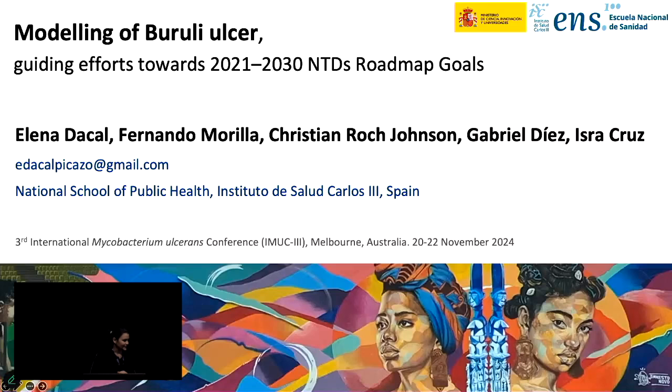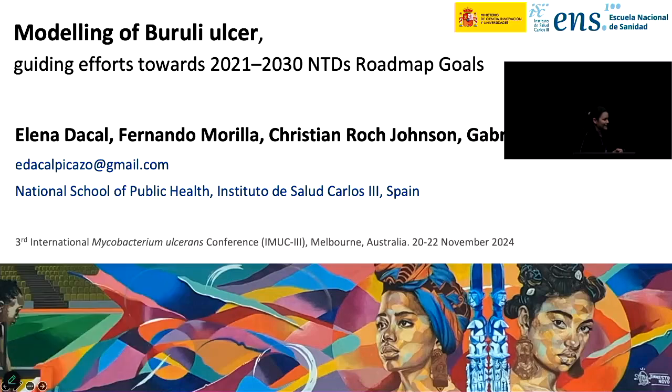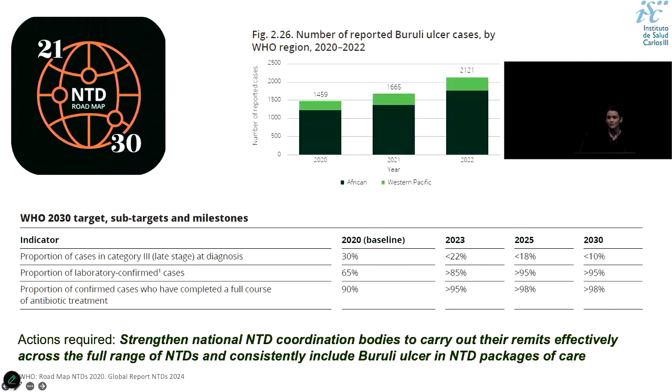My talk is titled Modeling of Buruli Ulcer, Guiding Efforts Towards 2021-2030 NTDs Roadmap Goals. As a brief introduction to the motivation behind this project, we have developed a model that is aligned with the WHO NTD roadmap, and more specifically with the first objective: the reduction of the proportion of cases in category 3 at diagnosis to less than 10% by 2030.